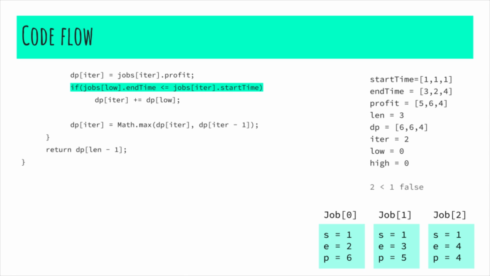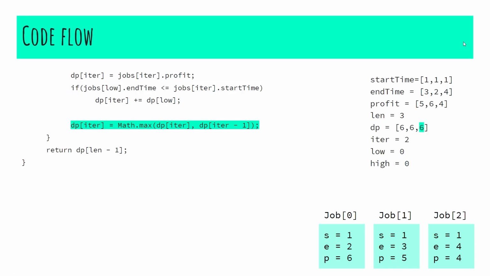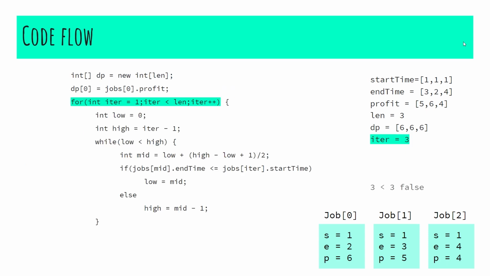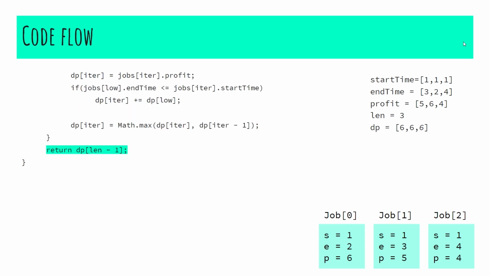Here, as usual, I'll be storing the maximum value by comparing the current value of DP array and the previous value of the DP array. That is, I'll be comparing DP of 2 with DP of 1. Since 6 is greater than 4, I'll be storing 6 in the last index as well. When I try to iterate again, I find that 3 less than 3 is false. Therefore, I break out of this loop. And at last, I'll be returning the value of the last element of the DP array, which is nothing but 6.